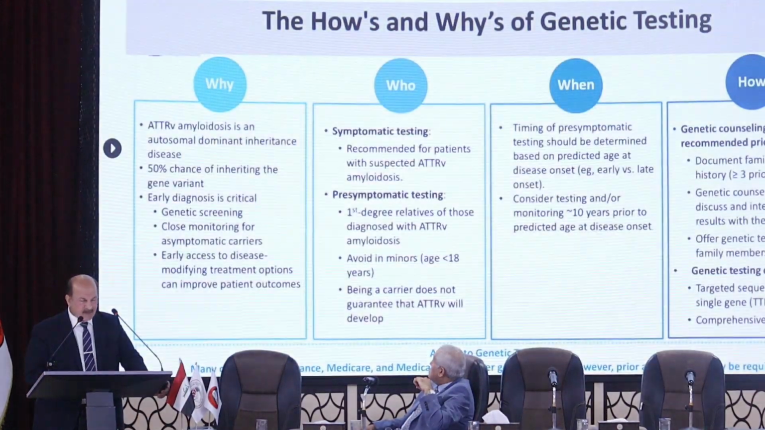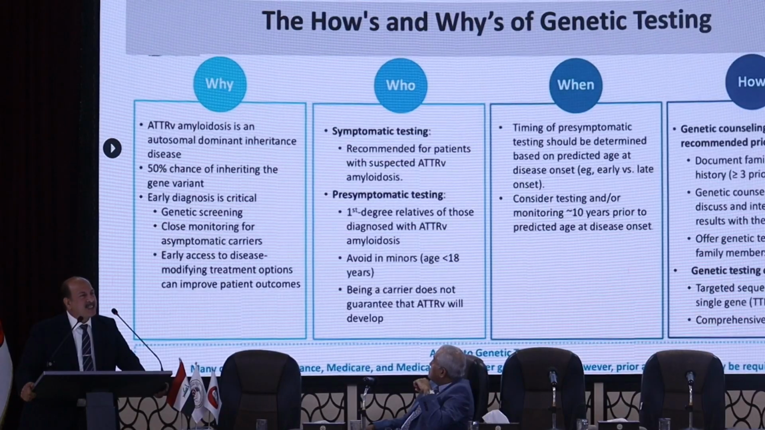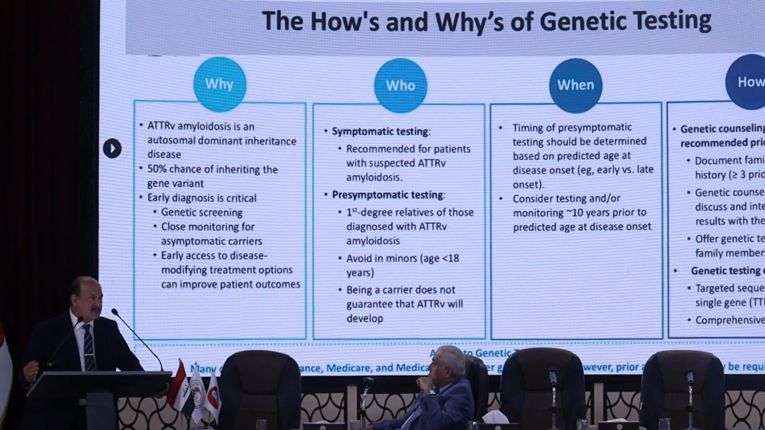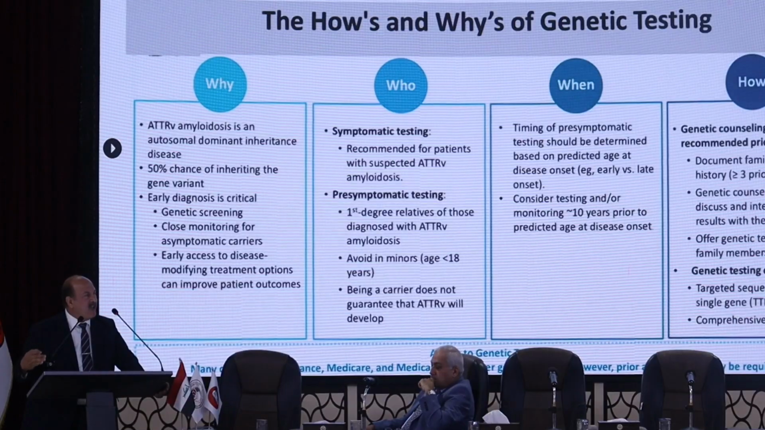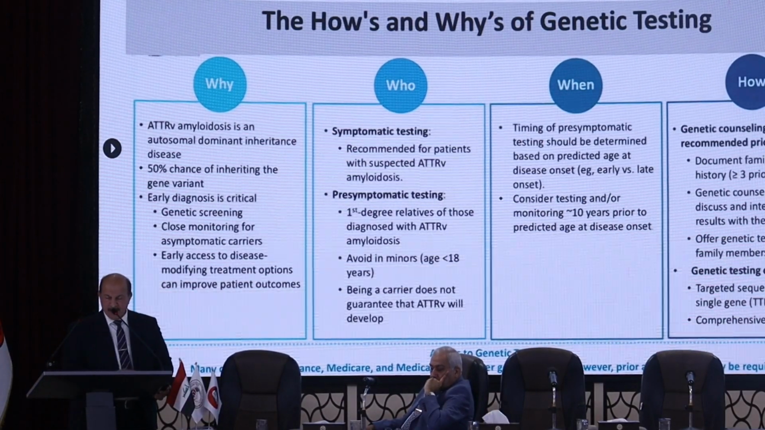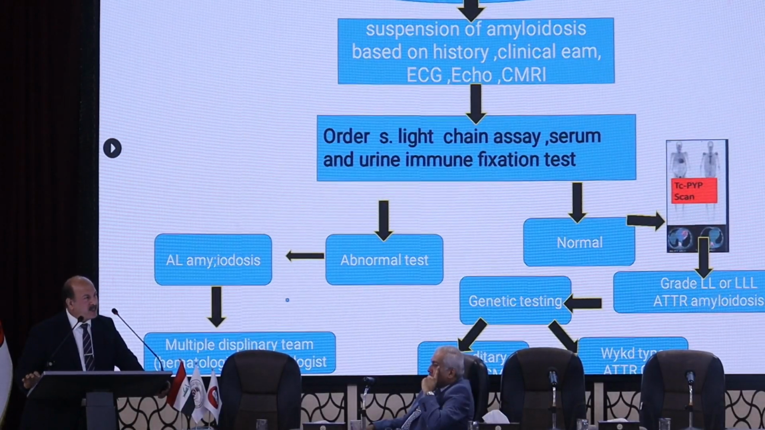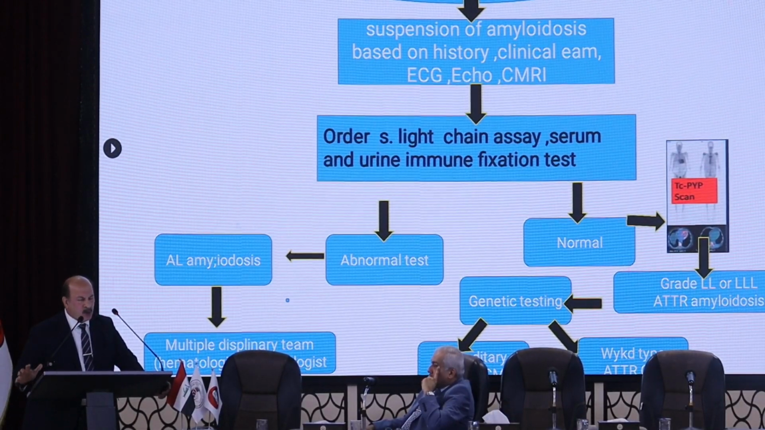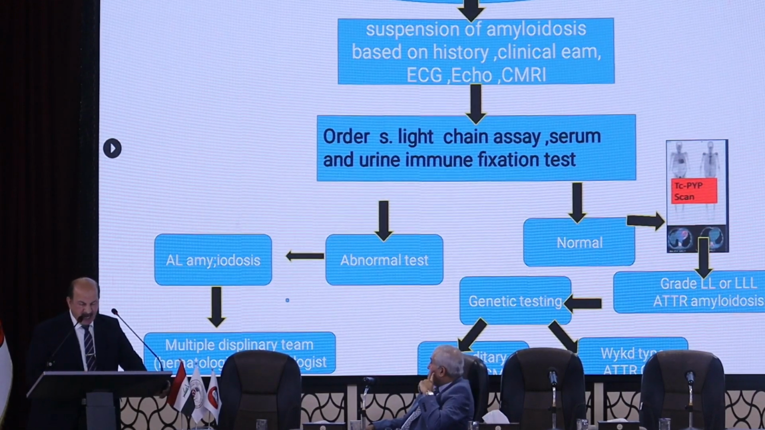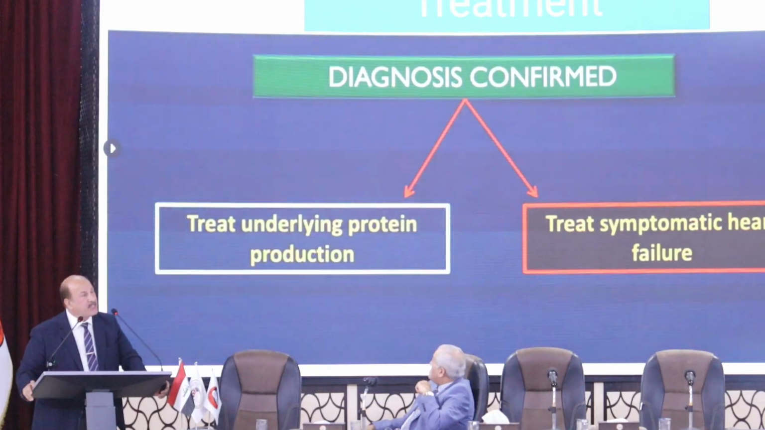Once we diagnose, we have to do what's called a genetic study in order to detect which members of the family are involved by this disease, to diagnose early and to treat early. So if you have a patient with amyloidosis, you need to do what's called a light chain assay, as I mentioned previously. Then we come to treatment.